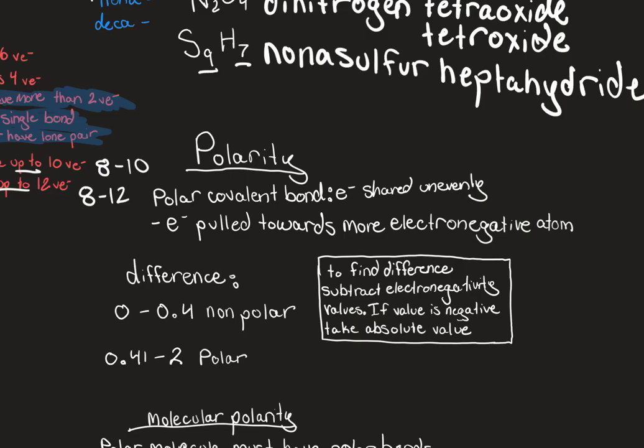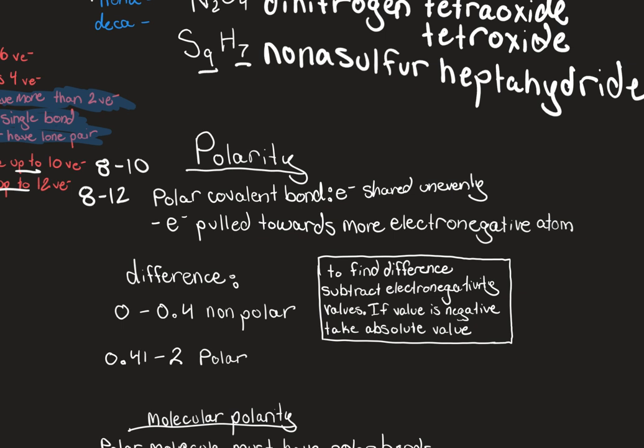All right, so now we're going to talk about polarity. So we can have a polar covalent or non-polar covalent bond. A polar covalent bond shares electrons unevenly, okay? So the electrons are pulled more towards one atom than the other. And a non-polar covalent bond means the electrons are shared evenly.